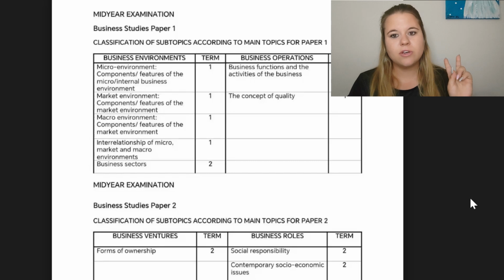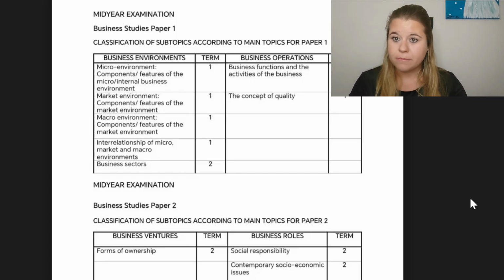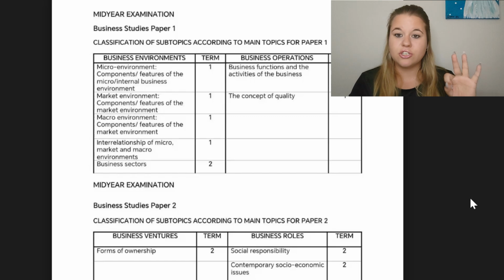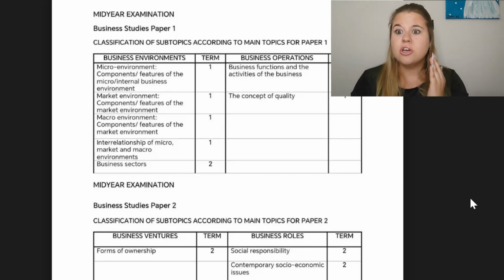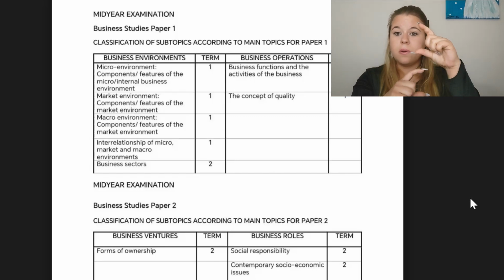So if you look at question 2, it is business environments. And like I said, business environments only. So you know, if you're answering question 2, you know which chapters to look at. When looking at question 3, it's business operations. You know what the questions are going to be, and you can see already what type of questions to expect. Then when you look at question 4, it's a mixture between both of them.